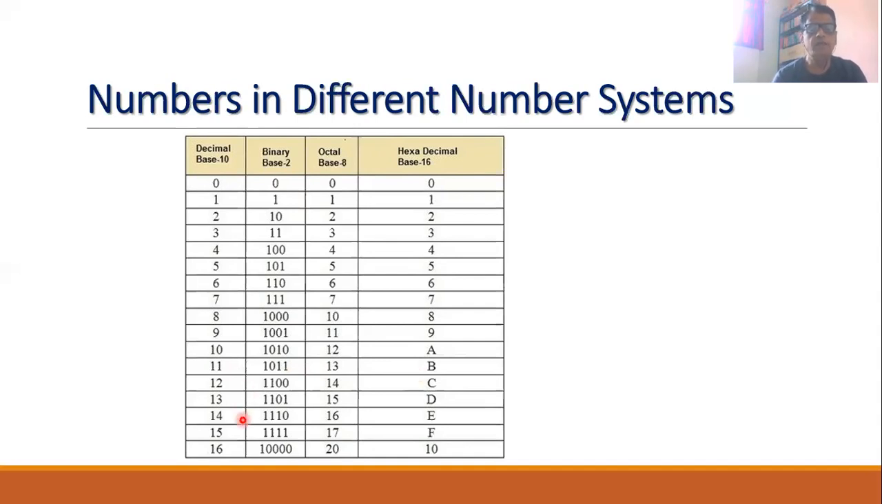In this way, you will find that when we write the number 15 in the decimal number system, this 15 is written as 1111 in binary. It is written as 17 in octal, and it is written as F in the hexadecimal number system. Now the basic numbers of hexadecimal are over, and therefore whenever we write the decimal number 16, it is written as 10000 in binary, 20 in octal, and in hexadecimal this number is written as 10.